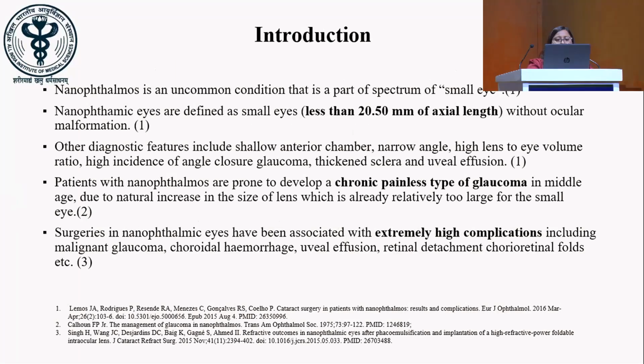Today I am presenting my thesis topic, a comparative trial between trabeculectomy versus phacoemulsification with or without angle surgery for glaucoma in nanophthalmos. As we all know, nanophthalmos is a condition in which the axial length of the eye is less than 20.5 mm without any ocular malformation. Such eyes are predisposed to angle closure glaucoma. They also have a shallow anterior chamber, a narrow angle with a high lens to eye volume ratio. Surgeries in these eyes are associated with extremely high complications.